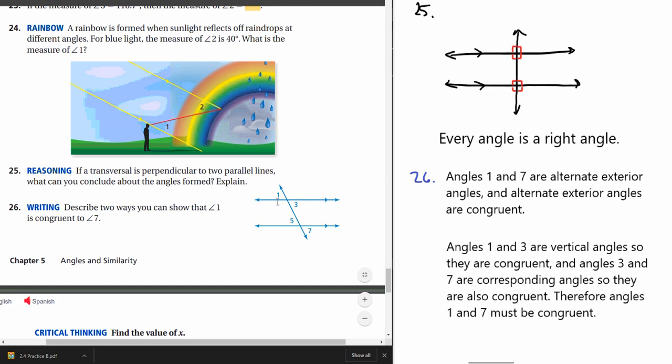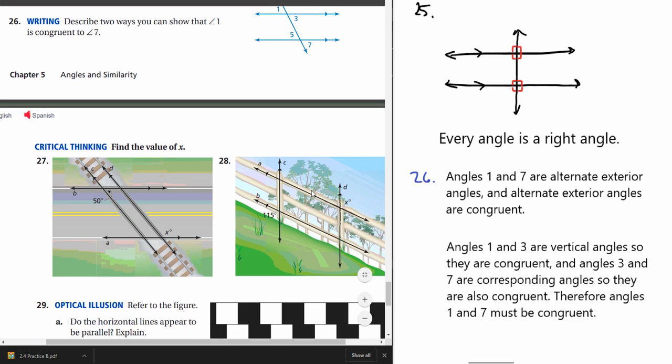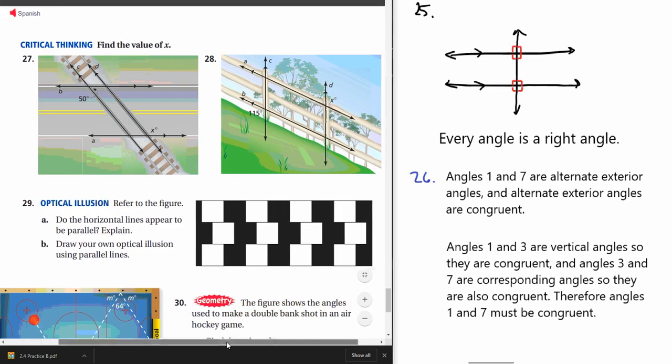Yeah, maybe that's the only other way. I'm not seeing any others at the moment, but there are different ways to explain that, to show that 1 and 7 are congruent, but there are a couple of possibilities. All right, the last two questions, 27 and 28.